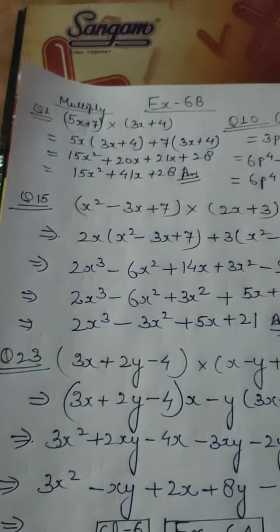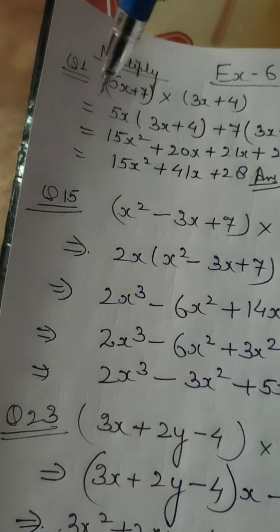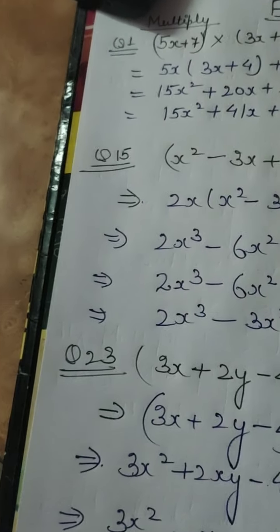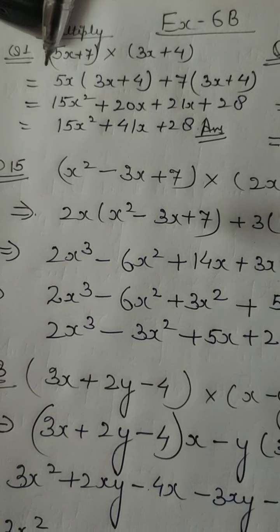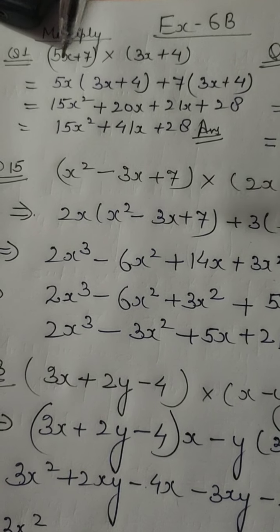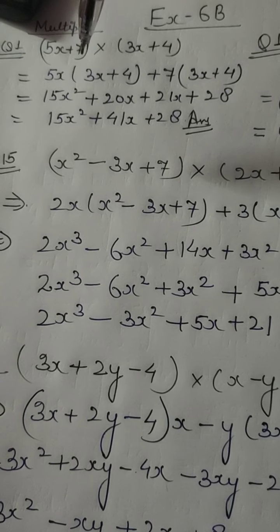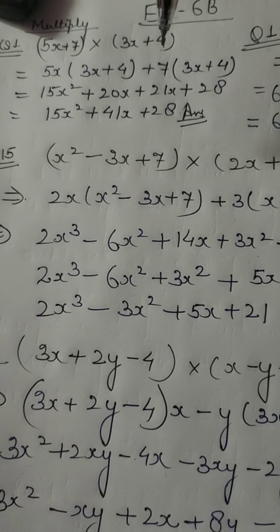Clear? Next, I have solved some of the questions from exercise 6b. Kindly go through it, and the remaining questions you have to solve in homework. See question number 1. Question number 1, you have to find the product of these two binomials. Binomials means an algebraic expression having two terms, 5x plus 7. First term is 5x and second term is 7. 3x plus 4. First term is 3x and second term is 4.